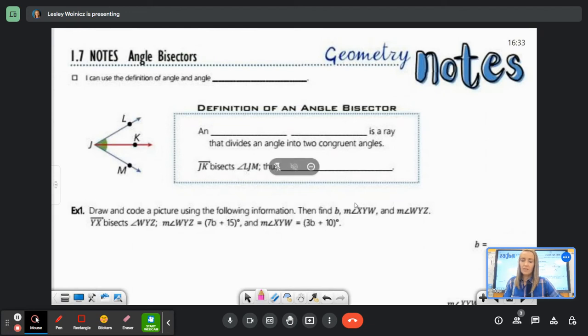Hey guys, this is my redemption round for our 1.7 notes on angle bisectors. You may recall that I had a typo that really stuck a stick in our spokes in class. So we're going to try it again.